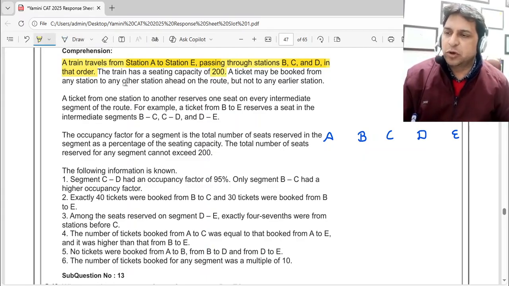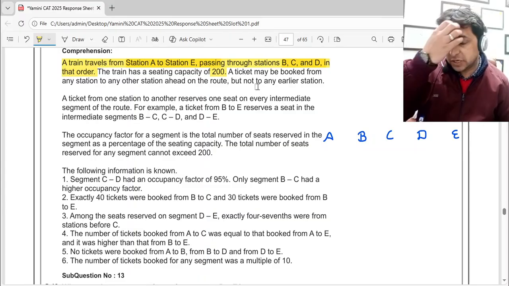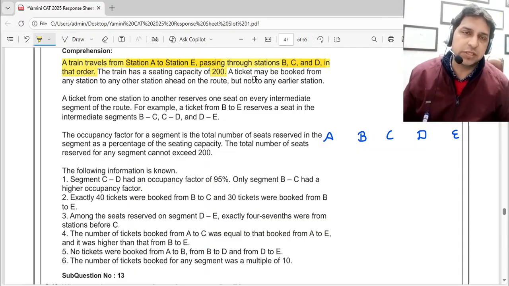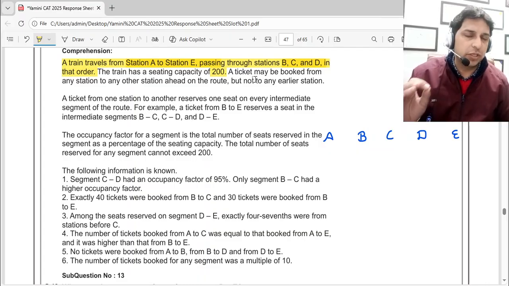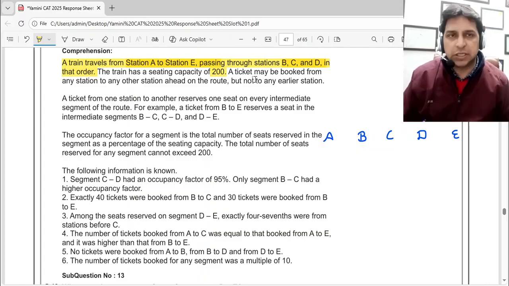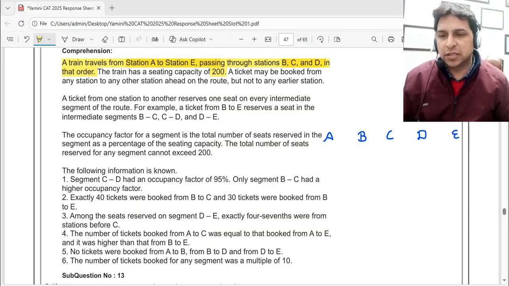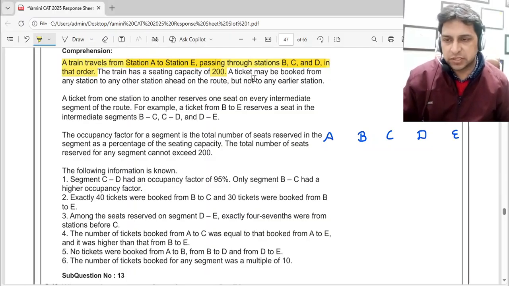A ticket may be booked from any station to any other station ahead on the route, but not to an earlier station. What does it mean? It means that from A you can book the ticket for station B or C or D or E. From B you can book the ticket for either C or D or E, and from C you can book the ticket either for D or for E, and from D you can book the ticket for E station. You cannot book any other combination. From D you cannot book from D to C, D to B, etc. That is not possible. You cannot go in the reverse direction.